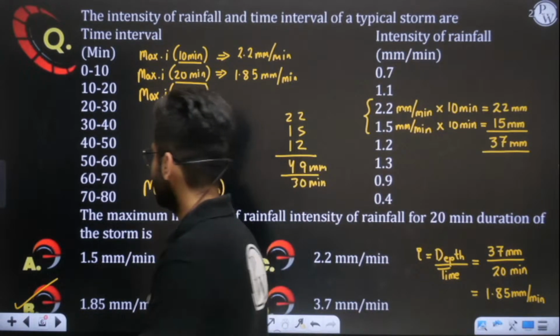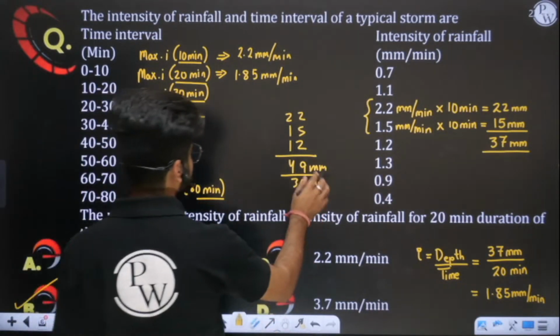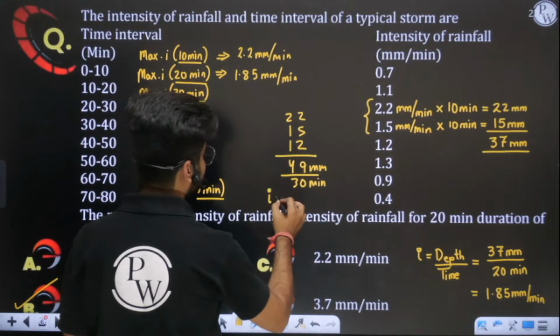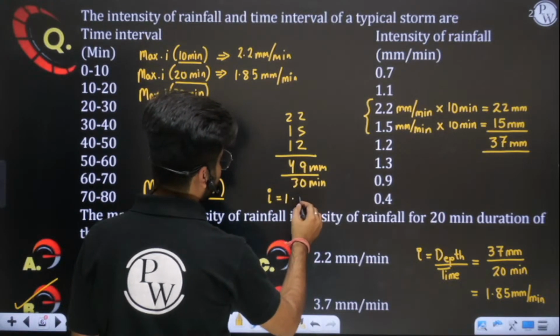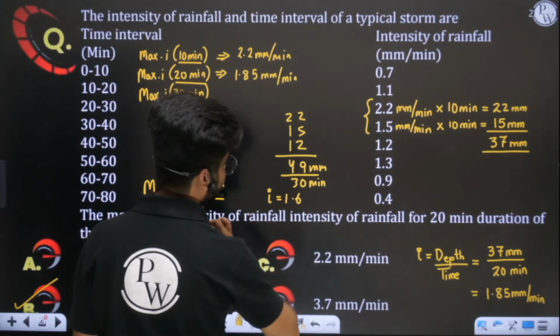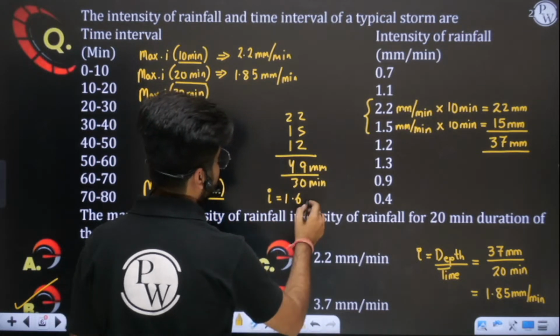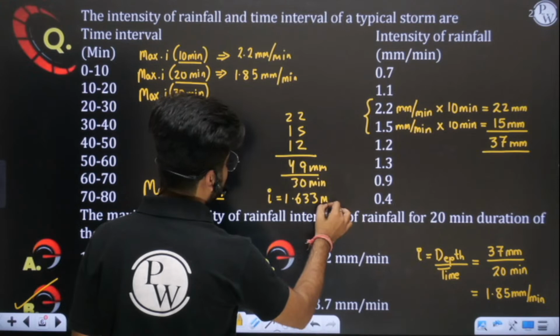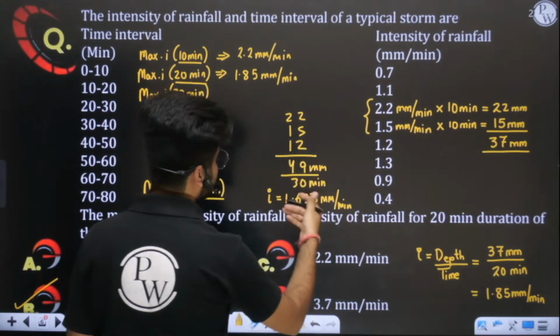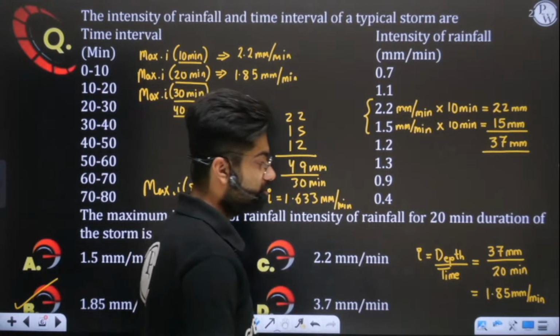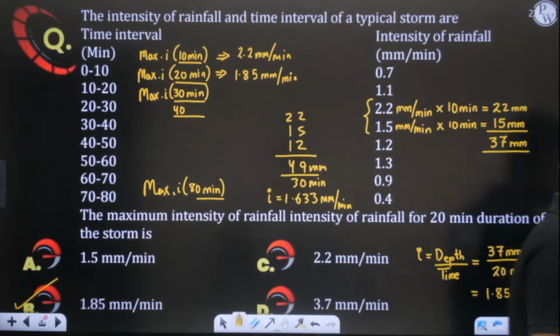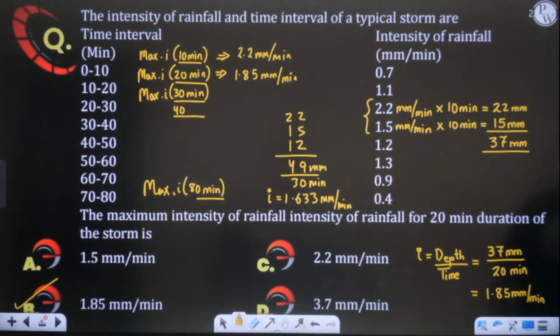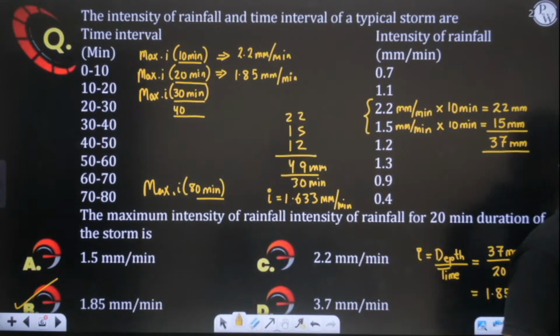I am unable to see your comments here. So 49 divided by 30 is what? It is 1.6333 like this. I think this is the correct answer. Yes or no? Tell me. Similarly, you can find for 40 minutes also.